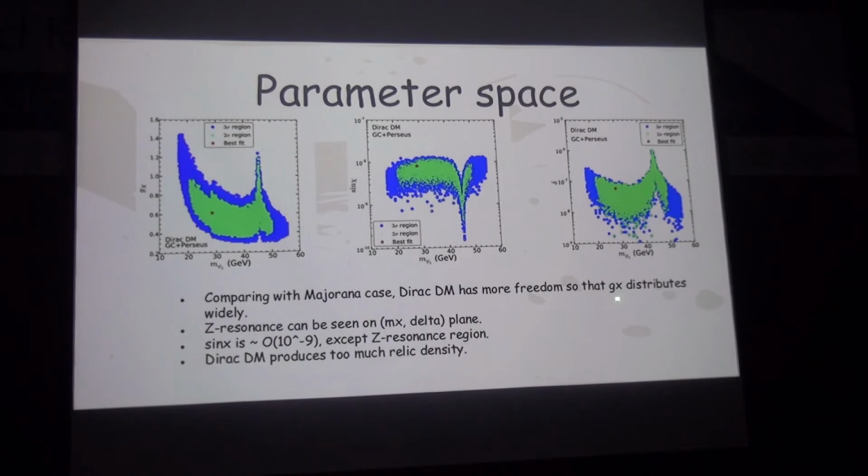This distributes widely. The resonance can be seen in this panel, which cannot be seen in the Majorana case. This mixing psi-chi is of order 10 to the minus 9, except in this resonance region. Dirac dark matter produces too much relic density.